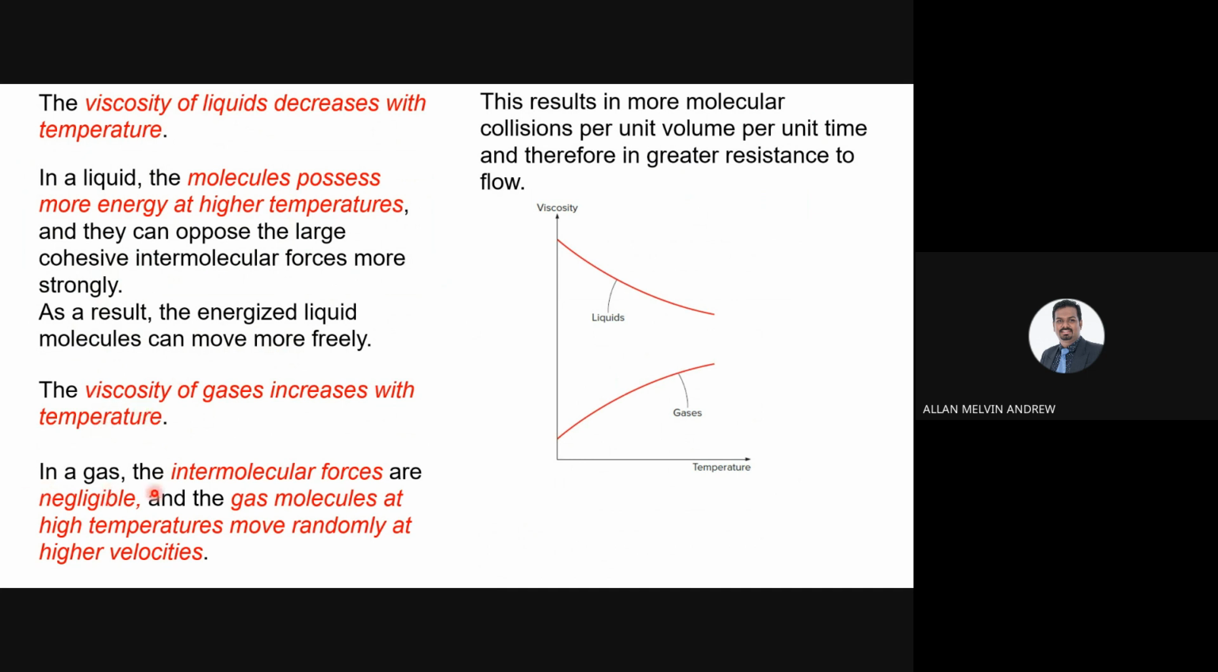Okay, so in a gas, the intermolecular forces are negligible, and the gas molecules at high temperature move randomly at higher velocity. This results in more molecular collisions per unit volume per unit time, and therefore there is greater resistance to the flow. So this is the graph, comparing liquid and also gas. This is viscosity over temperature.